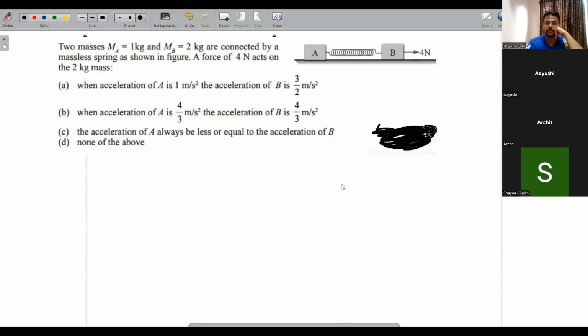Because they're connected by a spring, shouldn't the acceleration be the same for both? It will be. So, sir, in that case, one of the answers should be B. That is fine. Okay. What else? So, C. Okay. What else? That's all I think.